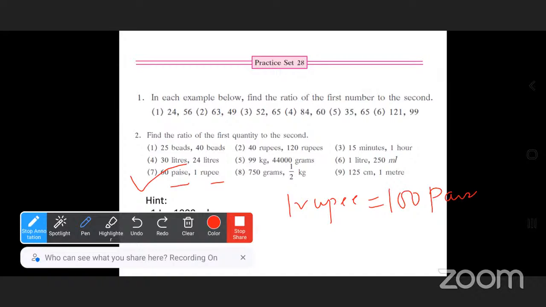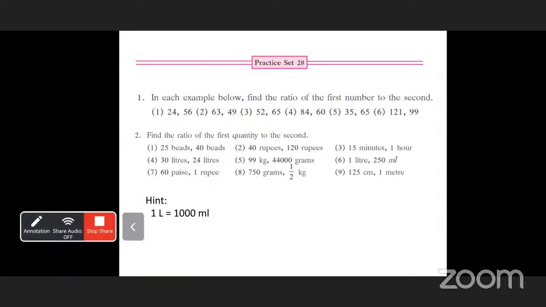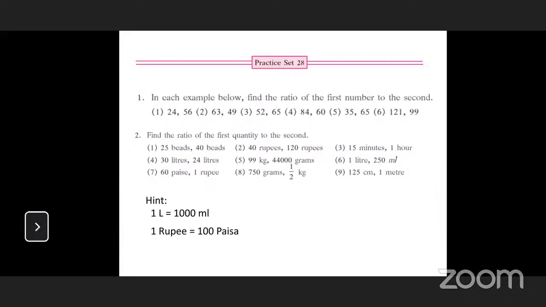Okay. So by using this conversion, you are going to find the ratio. 1 meter is equal to 100 centimeter. This is the relation. And the last, you know it now, 1 kg is equal to 1000 gram. Now, by using all these conversions, you are going to solve the second one. Okay, I hope you have understood this part. Okay, so in the next session, we are going to deal with the word problems based on ratio and proportion. Till then, solve practice set 28, question number 1 and 2.